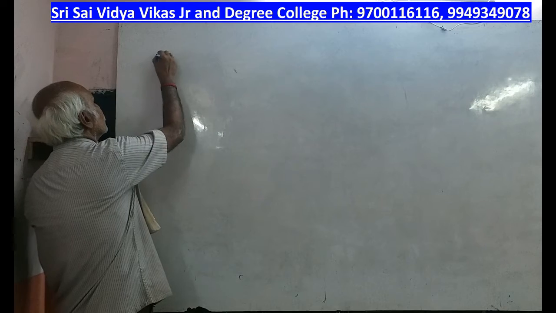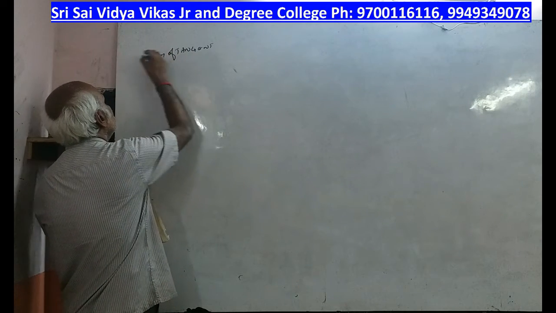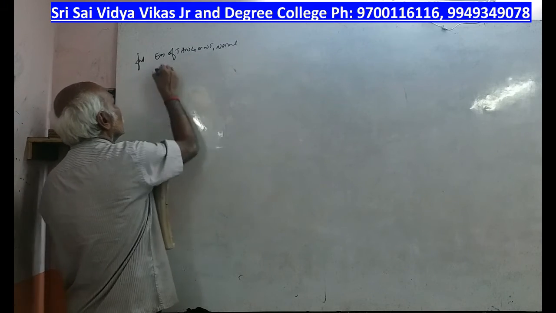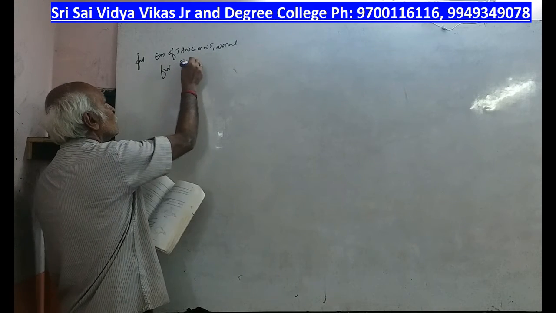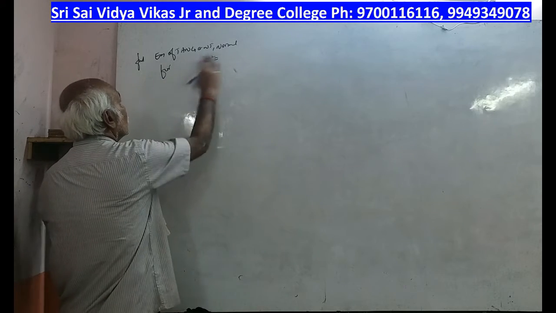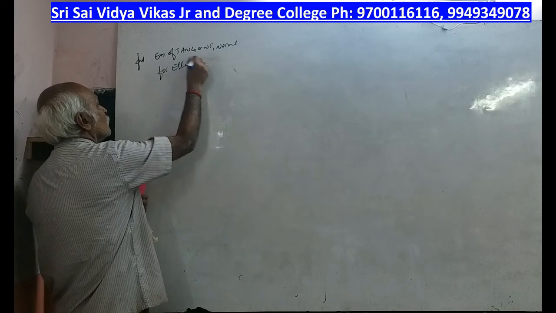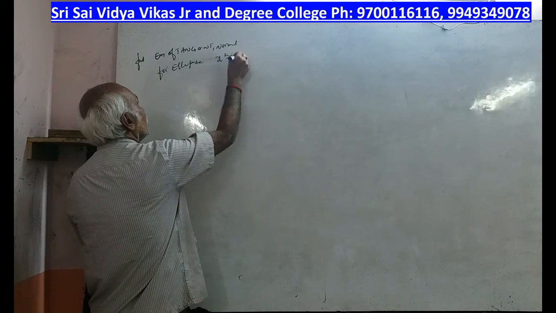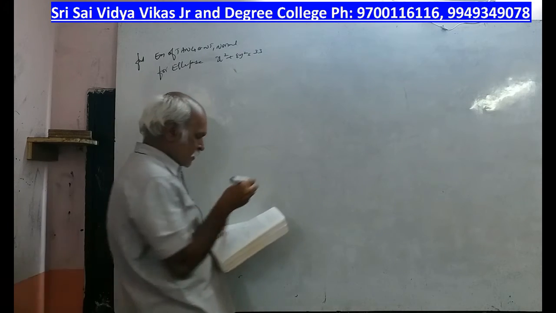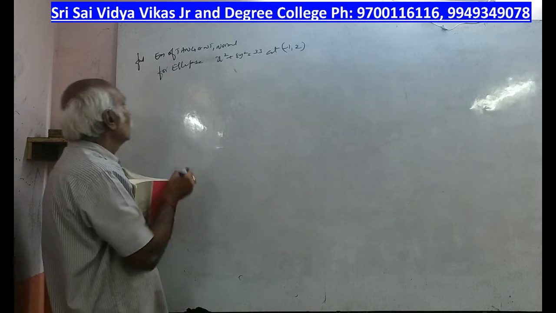Equation of the tangent. Find the equation of the tangent and normal for the ellipse x square plus 8y square is equal to 33 at minus 1 comma 2. Right? The solution.